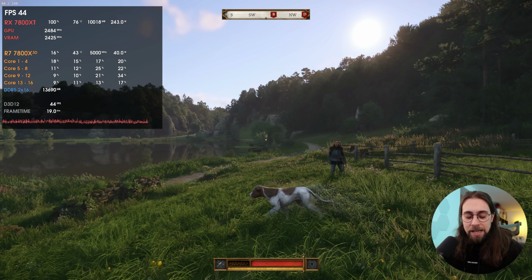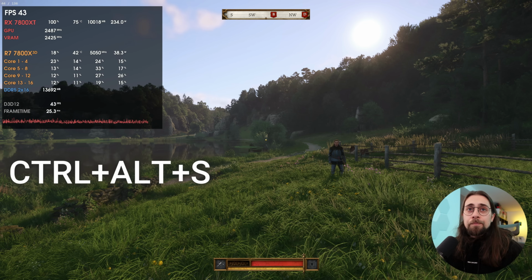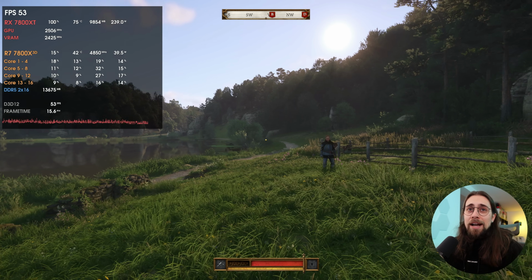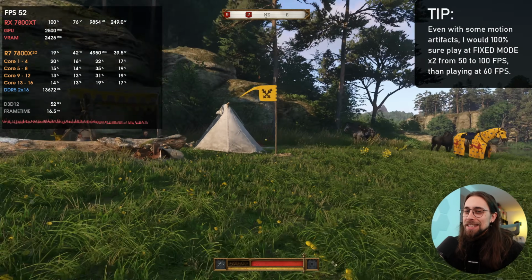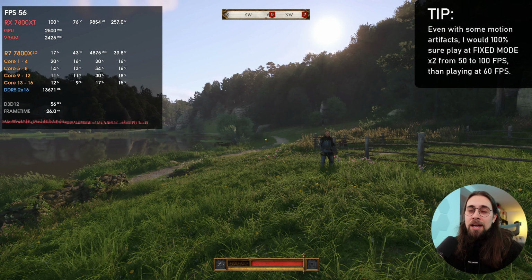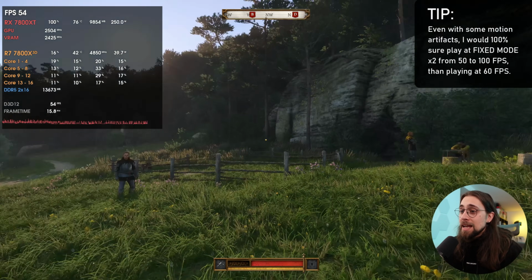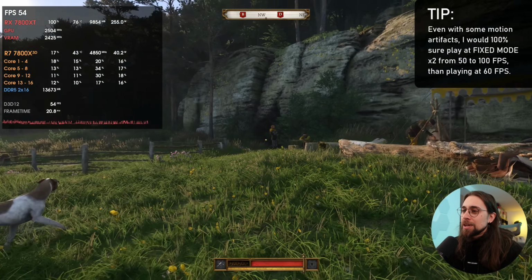If we disable it and go back to the base frame rate, so Ctrl Alt plus S again, we go back to 51, 52, and it is much worse. It is much worse, definitely. I don't remember the time when I used to play at 50, 60 FPS, but it feels like crashing, like stuttering all the time.